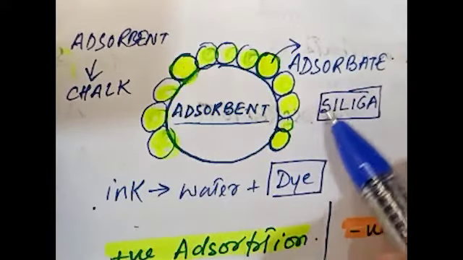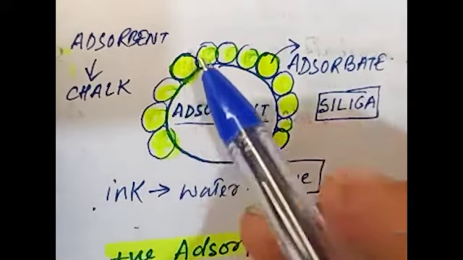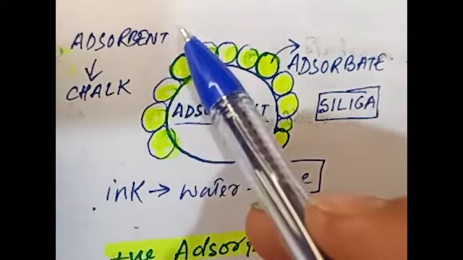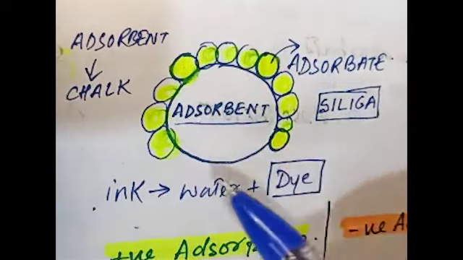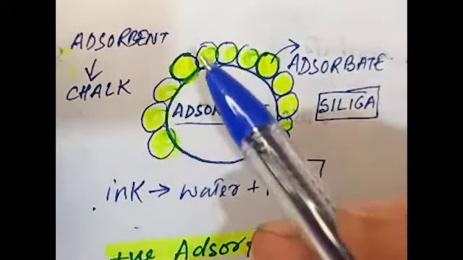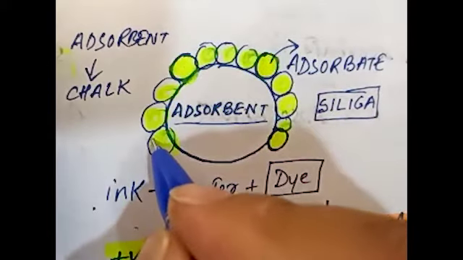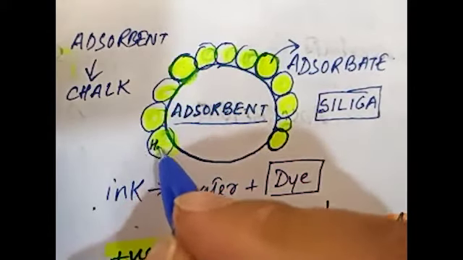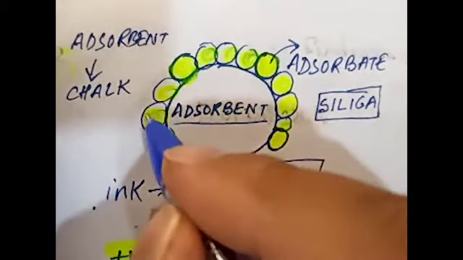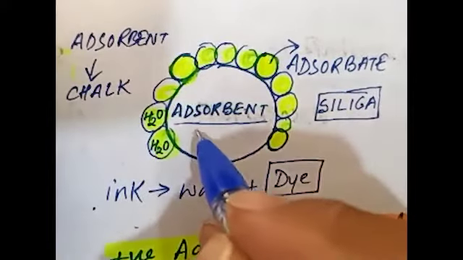ठीक है? What this silica does, this silica is the adsorbent, and all the water vapor or all the water humidity that is inside the shoe box, whatever humidity is there, it takes the water and the water gets stuck to the surface of the silica gel. Here our adsorbent is the silica gel.